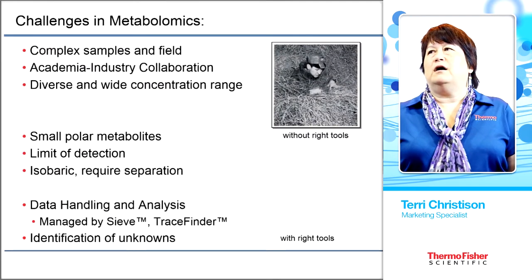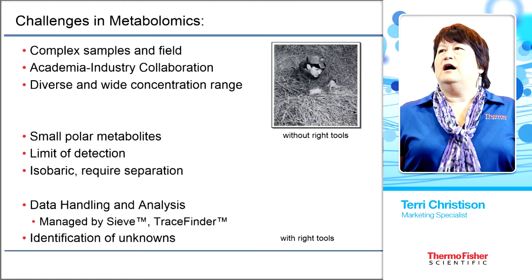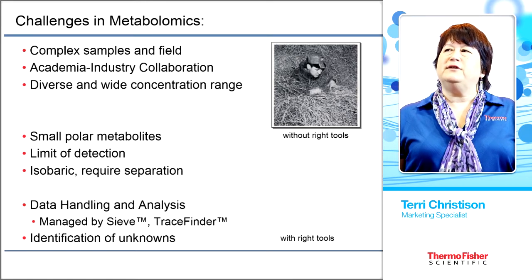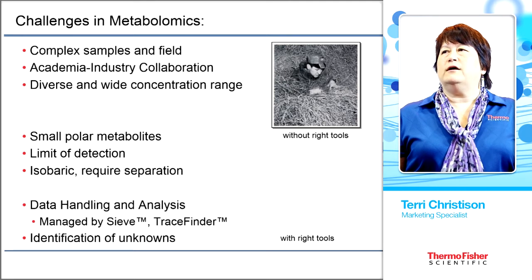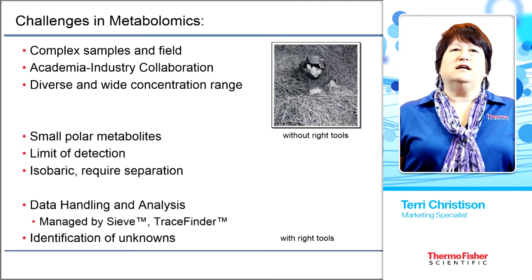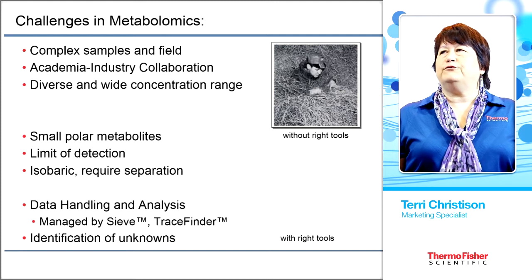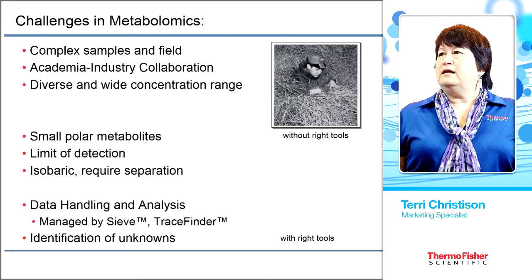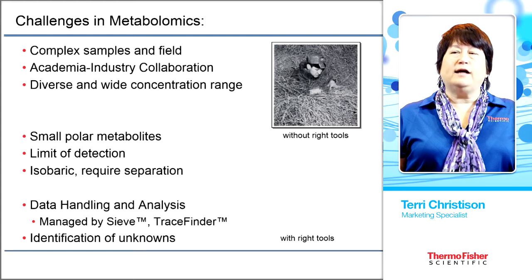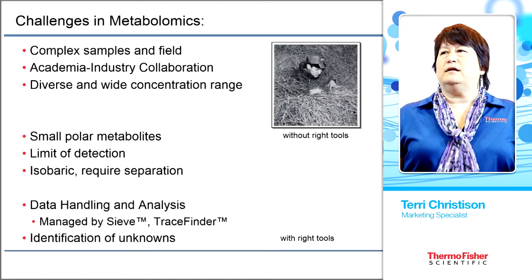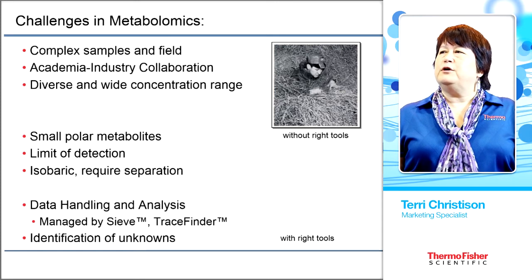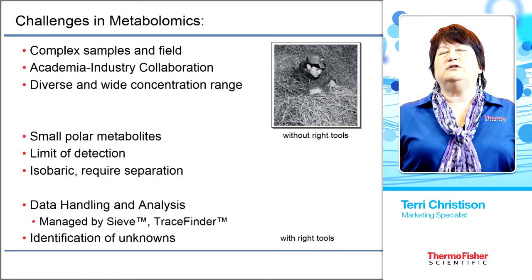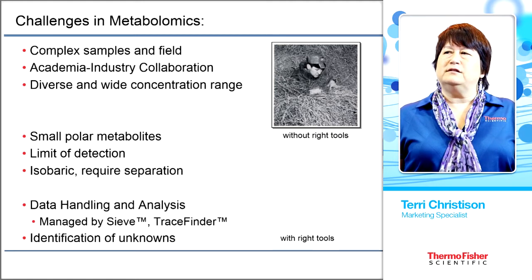Challenges in metabolomics are very large. First of all, we have complex samples, and the field itself is quite complex. It requires biologists, chemists, spectroscopists, chromatographers, statisticians, and then it brings the information back to the biologists. Therefore, it often requires academia and industry collaboration. The analytes are very diverse, and they have a very wide concentration range, making it challenging for us analysts. Additionally, many of them are small polar metabolites, which don't separate well with many of the traditional analysis methods.